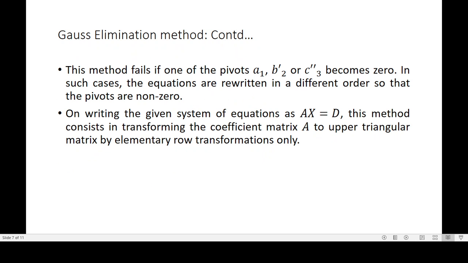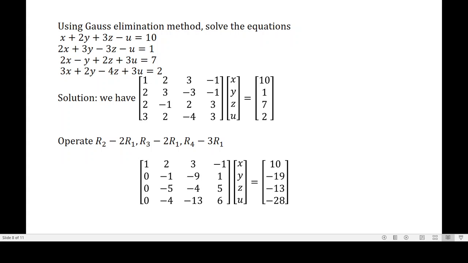Now suppose we write the system of equations in the matrix form Ax is equal to D. Then Gauss elimination method is nothing but transforming the coefficient matrix to an upper triangular matrix using elementary row transformations only. So we have understood Gauss elimination method. This is one of the direct methods to evaluate a system of linear equations. Now using this method, let us solve one problem.